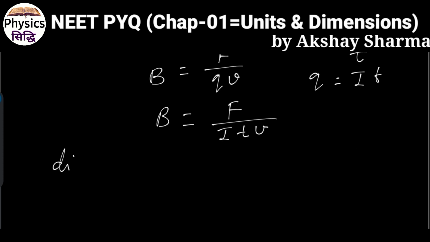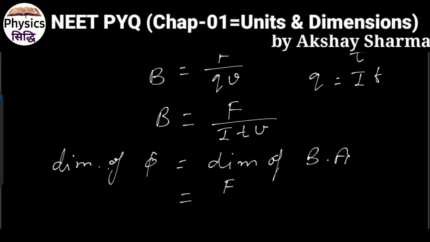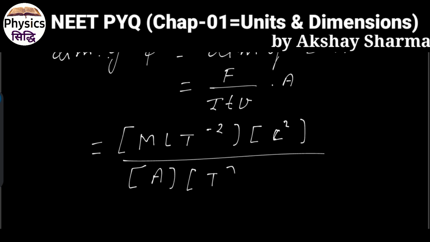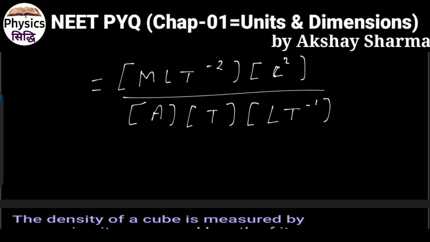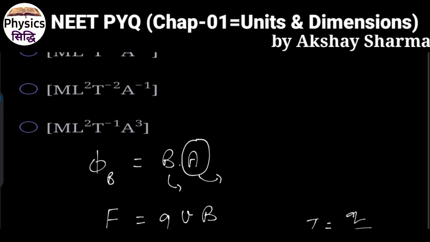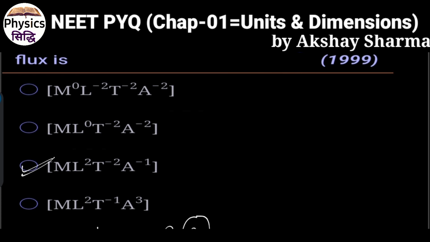So the dimension of phi will be equal to the dimension of B into A, and B is force upon current, time, and velocity, into A. Force is M L T minus 2, area is L squared, current is A, time is T, and velocity is L T minus 1. Our final answer is M L cubed T minus 2 upon A, and T cancels, and L minus 1. So it becomes M L squared T minus 2 A minus 1. Option C is correct.